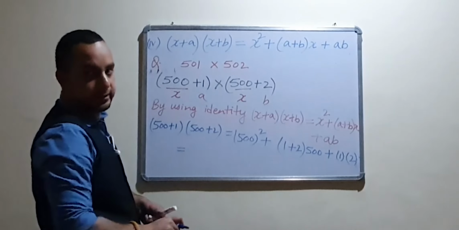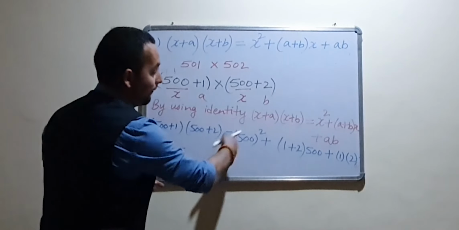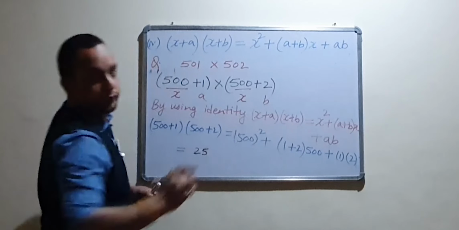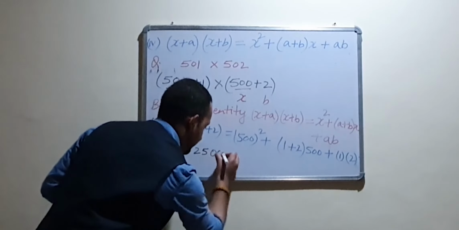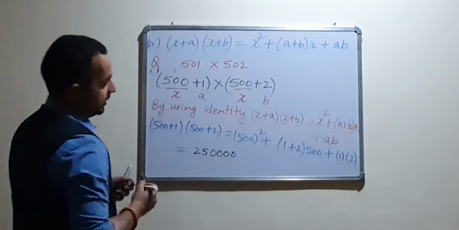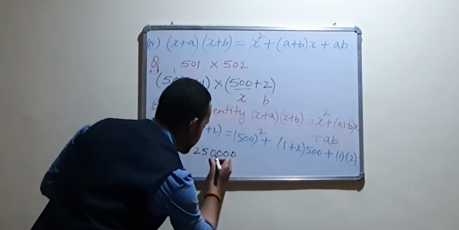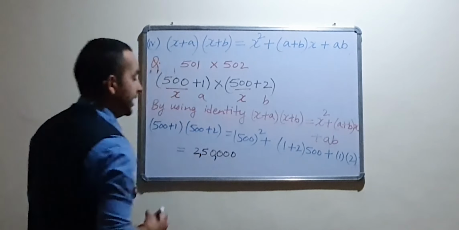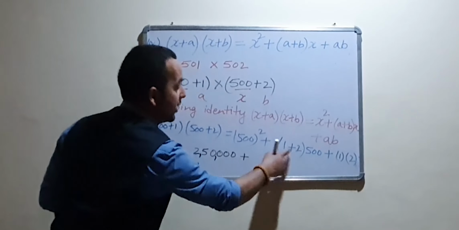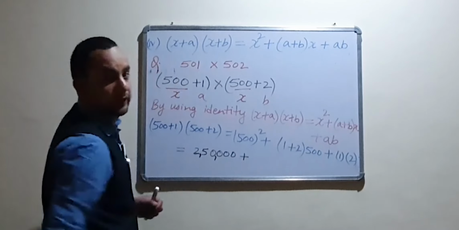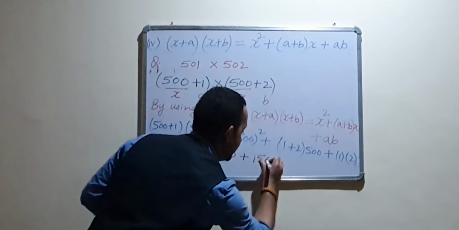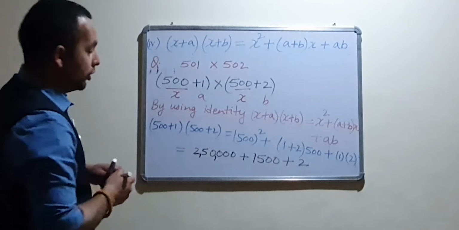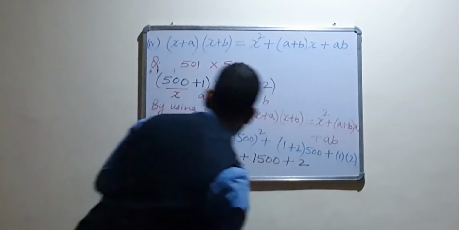Okay class, now the square of 500 is 250,000, right? The square of 5 is 25, and the square of 500 has 4 zeros. So 25, okay, it will become 2,50,000. So it will become 2,50,000 plus 1 plus 2 is 3, and 3 multiplied by 500 will become 1,500, and 1 times 2 is 2. Now you are going to add this.